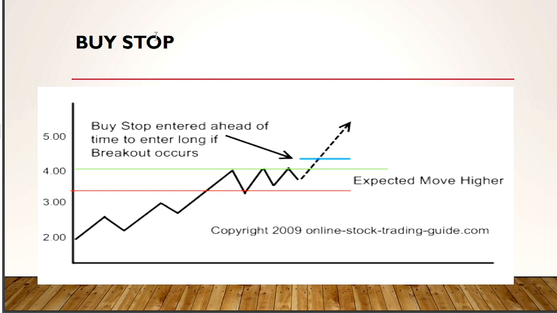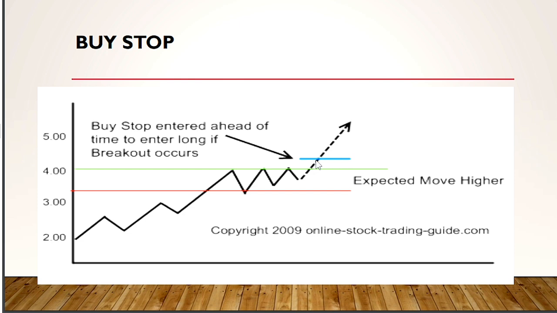So we have it here again to elaborate better. Buy stop enters ahead of time to enter long if a breakout occurs. So all these things happen when there's a breakout. You can see this long blue line. There was what we call a breakout. The market came up and broke out above all the previous higher highs. You will understand those terms later. So it breaks it, and we have this blue line, buy stop.